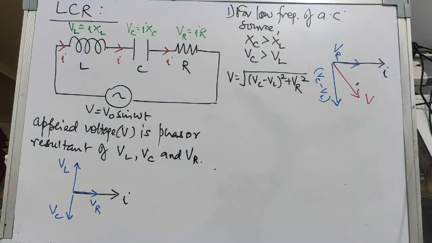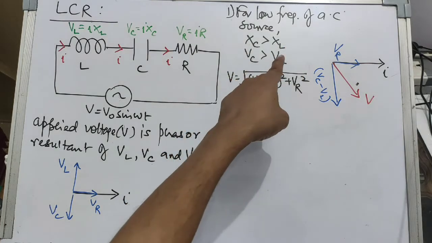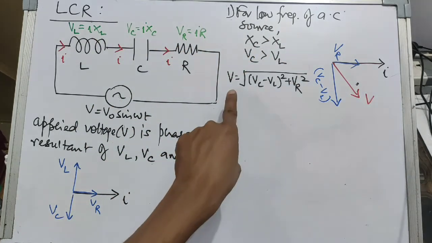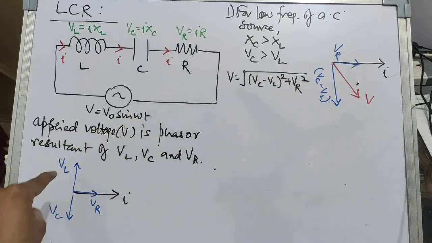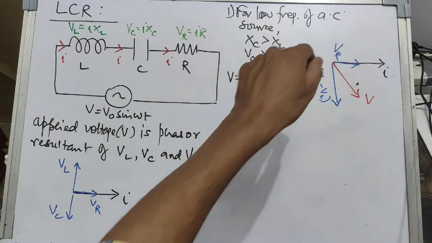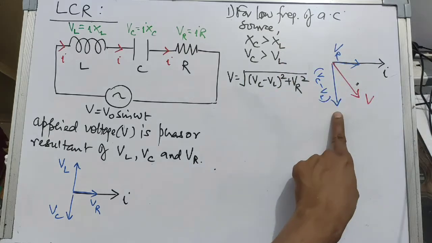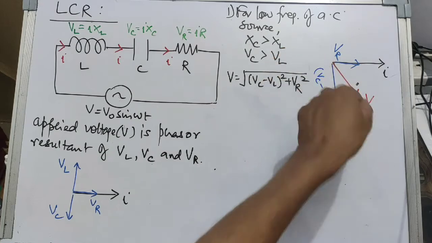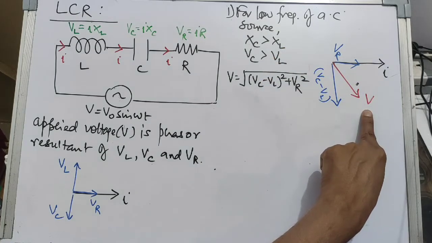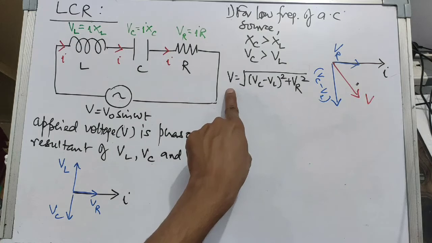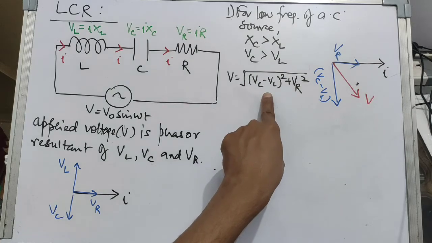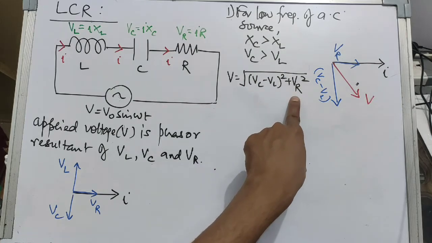So if XC is greater than XL, definitely VC will also be greater than VL. Why? Because I is common. So VC will be greater than VL. If I find the resultant of these two, that will be VC minus VL. And the resultant of VC minus VL and VR will be here. That's the V, which is nothing but the applied voltage. So V, the applied voltage at any instant, is given as the square root of (VC minus VL) square plus VR square.